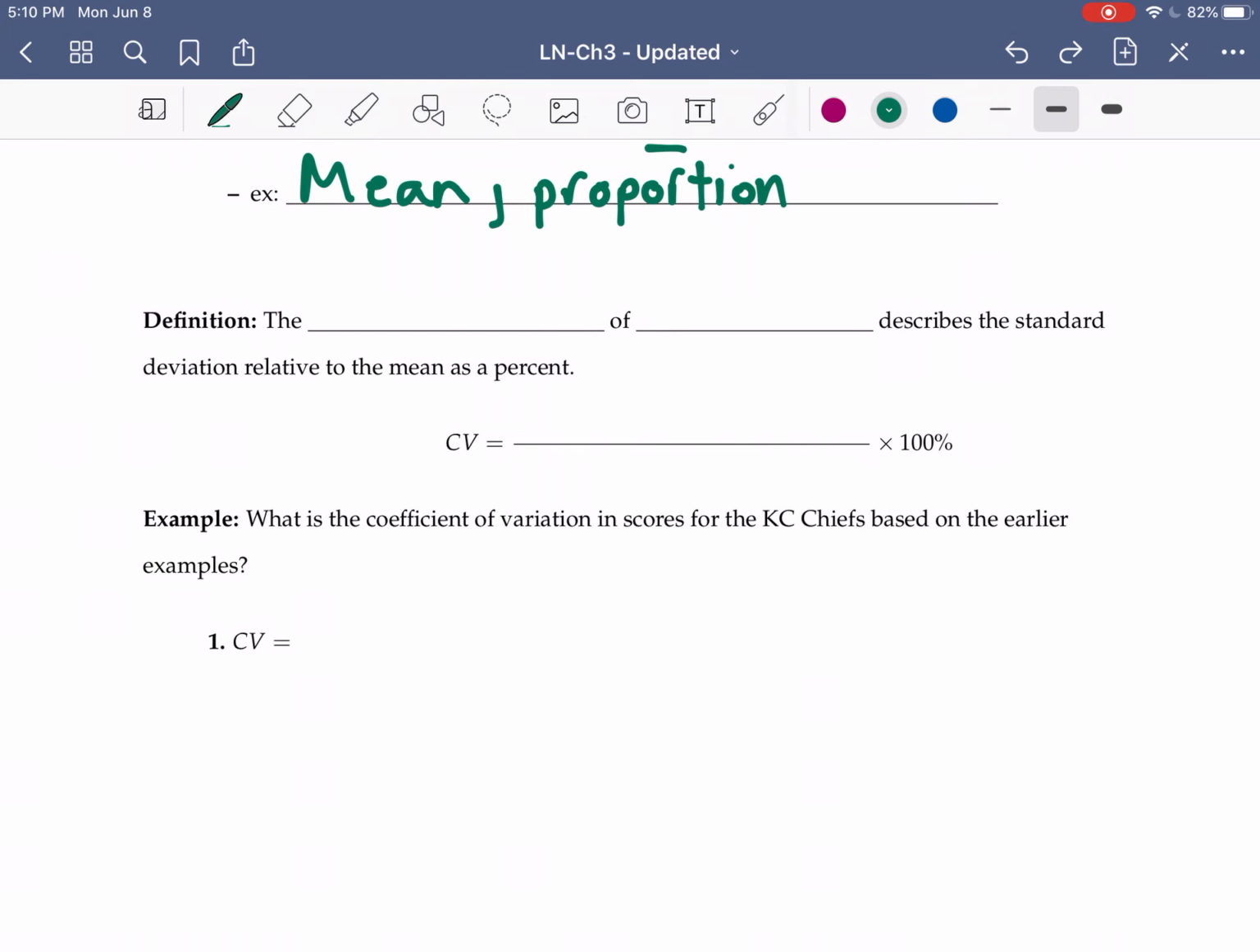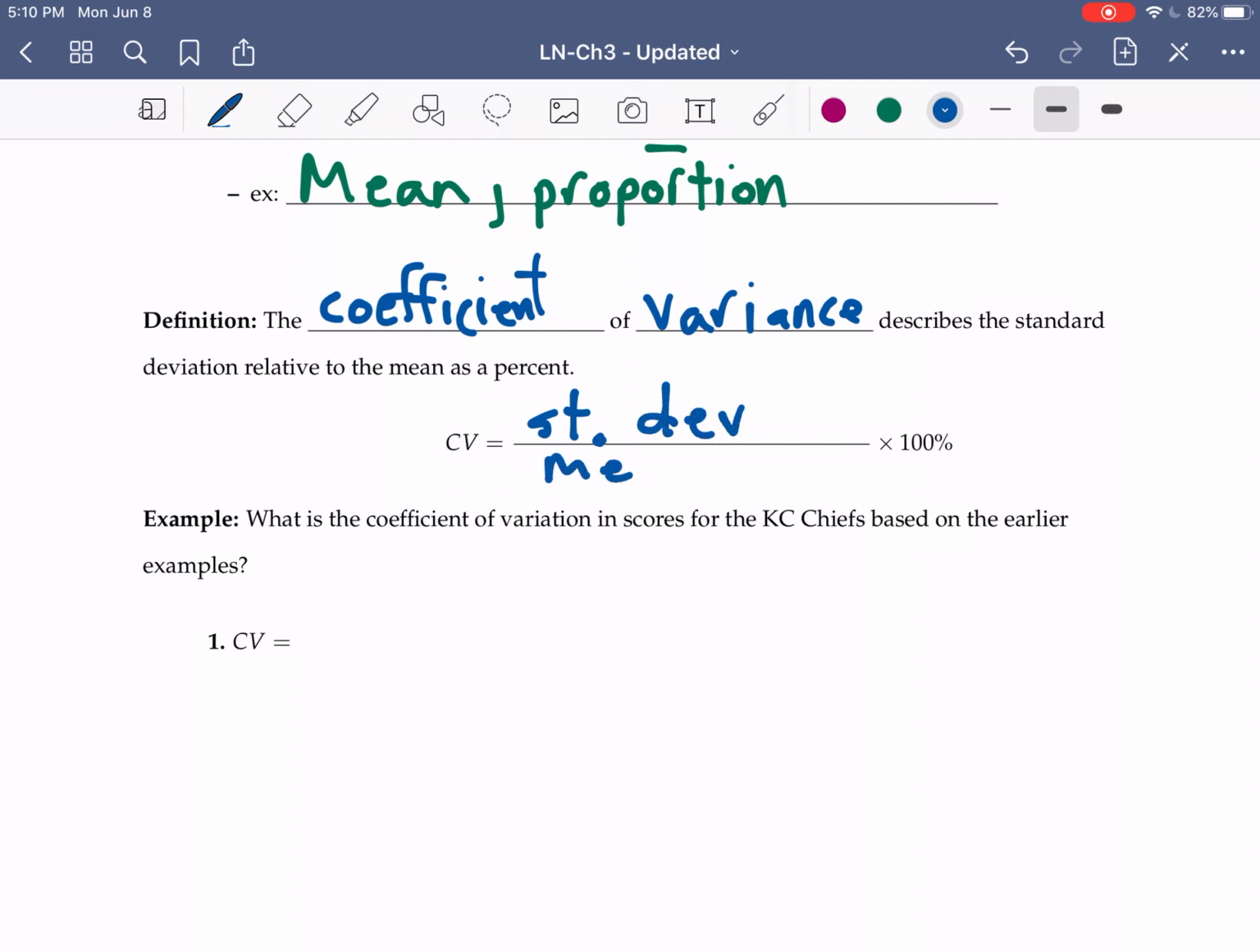The other thing I wanted to talk about here real quickly is the coefficient of variation. This describes the standard deviation relative to the mean as a percent. So you take the standard deviation, divide that by the mean, and multiply that by 100%.